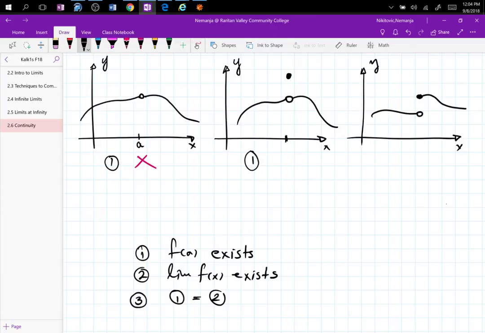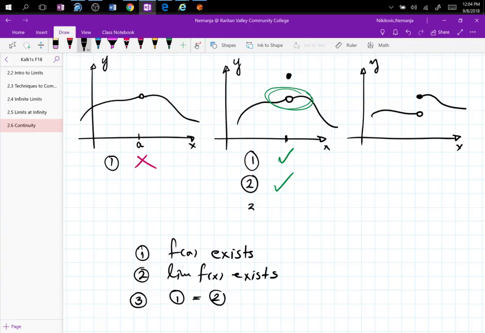Rule number three fails. Very good. Rule number one passes because this is your f of a. It's defined. It exists. So number one passes. Number two passes as well. The limit is whatever this value is, right? You approach on the left, you approach on the right, you always get into this empty hole. So that's the limit. Limit exists.